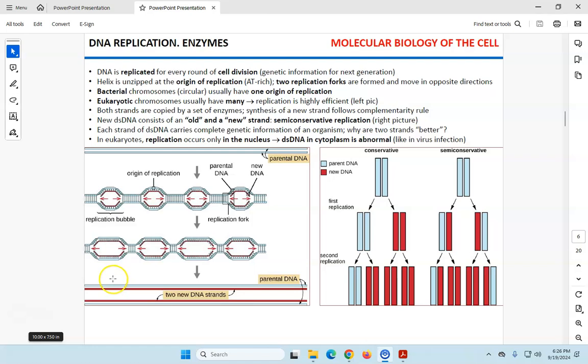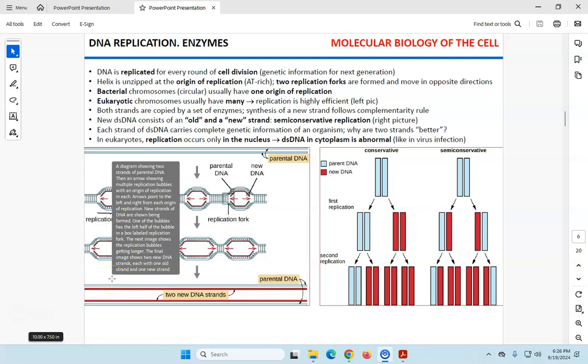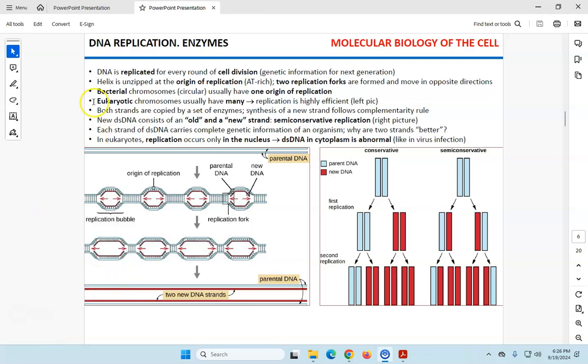So now we're going to talk about replication, a few things. Why do we replicate DNA? Because, with the highlighter.